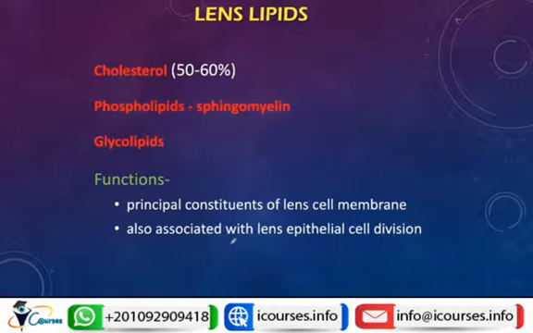About the lens lipids, we have the cholesterol, which makes about 50% to 60% and is the major lens lipid. Other lipids such as phospholipids, sphingomyelin and glycolipids are also present. Their functions are mainly to stabilize and form the lens membrane. If you remember from our undergraduate years, lipids like sphingolipids share in the formation of the cell membrane. This is one of the main functions of the lipids here. They can also be associated with the lens epithelial cell division.